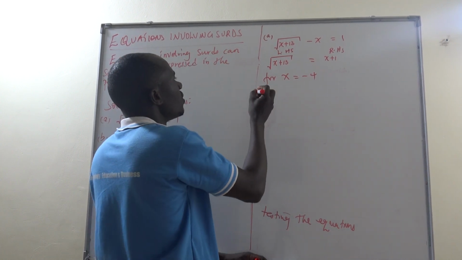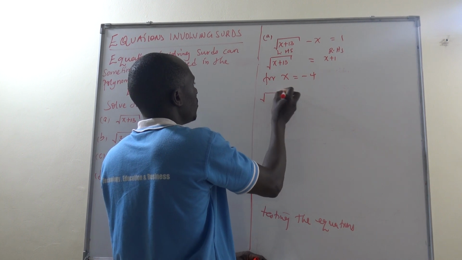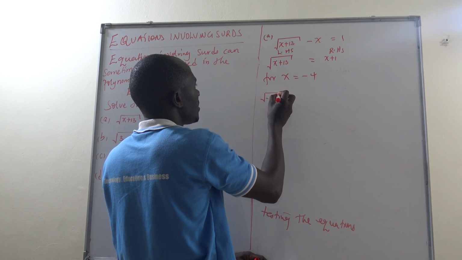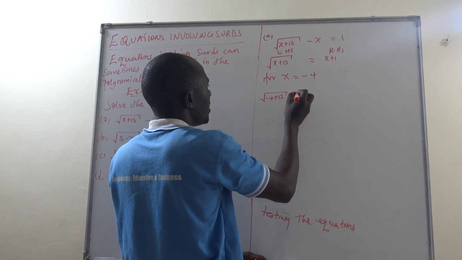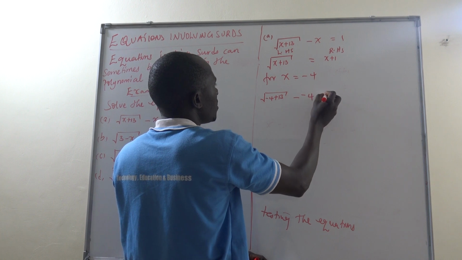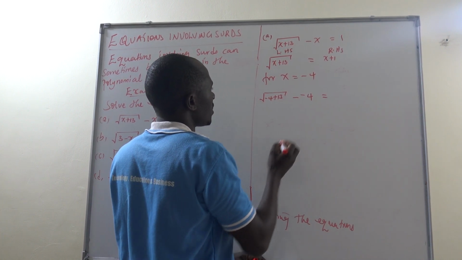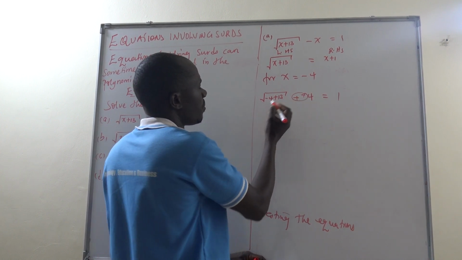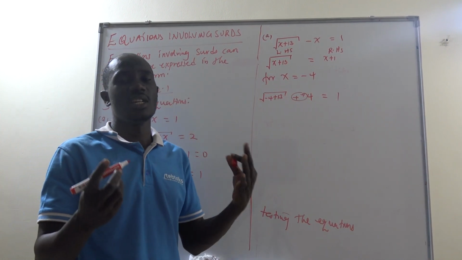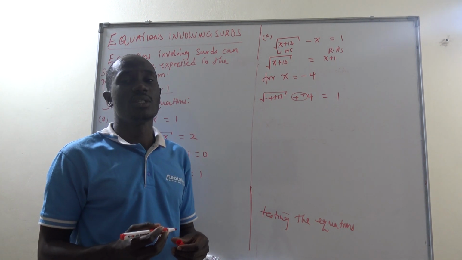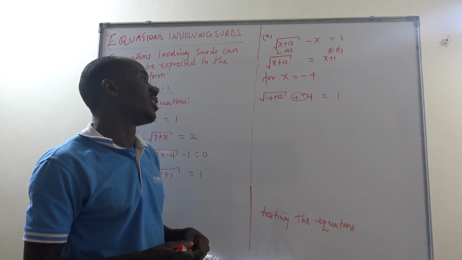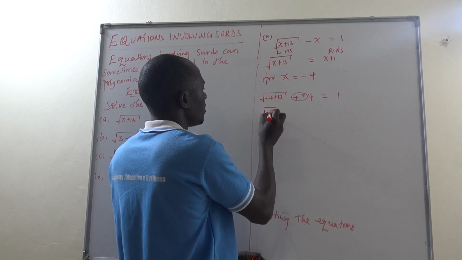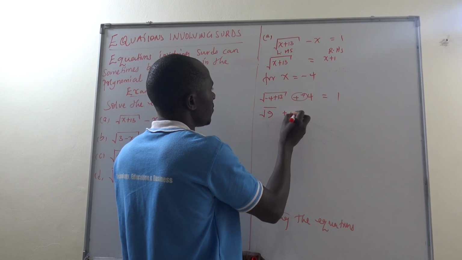Can we test there? We are going to say the root of, where there is x put a -4, we say the root of -4 plus 13 minus -4, if it is bringing 1. Can we test if it is bringing 1? -4 plus 13, it is like 13 minus a 4. 13 minus a 4, you automatically get a 9. So we are having here the root of 9, then plus a 4.